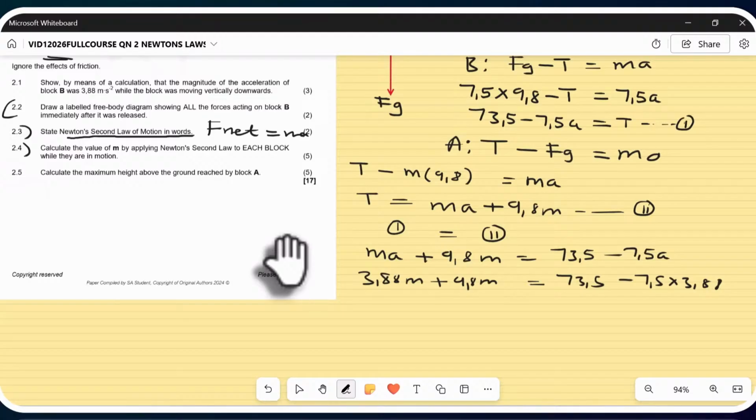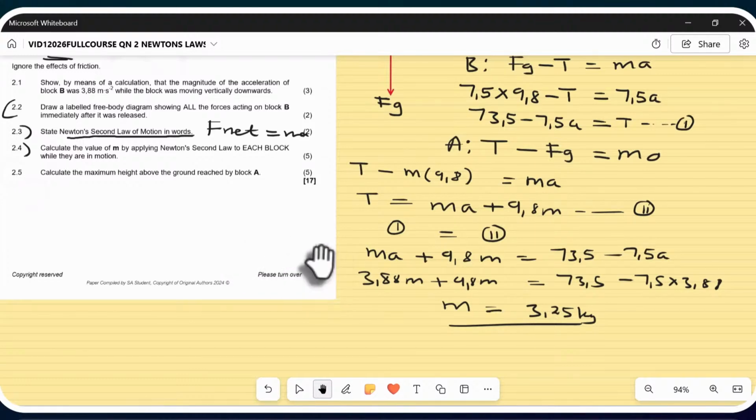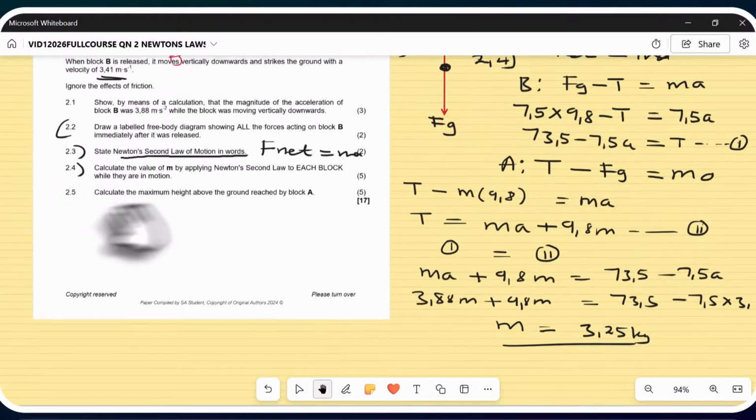The next question here, what do they want now? 2.5. Calculate the maximum height above the ground reached by block A. Now, maximum height reached by block A. Don't forget that when this block B hits the ground, block A is somewhere here, all together. So, when block B hits the ground, then it means that we no longer have the tension acting on the what?